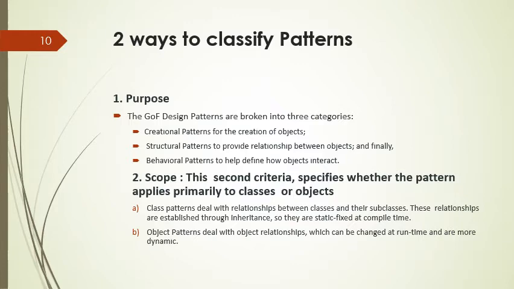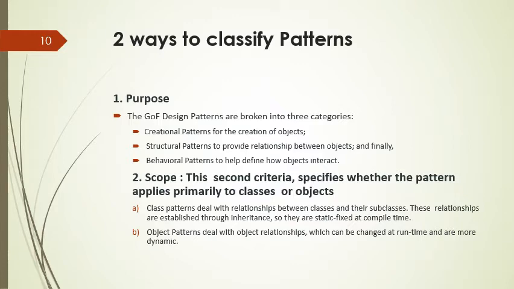Now, how to classify the patterns? There are two ways. The first is the purpose, and the second one is according to the scope. Now, these Gang of Four design patterns are broken into three categories. The first one is creational pattern, second is structural pattern, and third is behavioral pattern. So creational patterns are used for the creation of objects. Structural patterns are used to provide relationships between objects, and the behavioral patterns help us define how the objects will react.